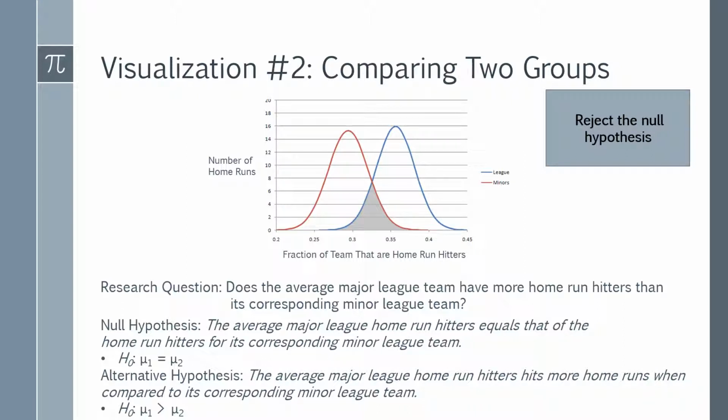For visualization number 2, we are tasked with comparing two groups. The research question is as follows. Does the average major league team have more home run hitters than its corresponding minor league team? For this visualization test, we're tasked with comparing two groups. In the previous test, we analyzed situations where the data is not paired. This test requires us to compare two sets of data and examine the information. This circumstance is referred to as the two-sample situation.